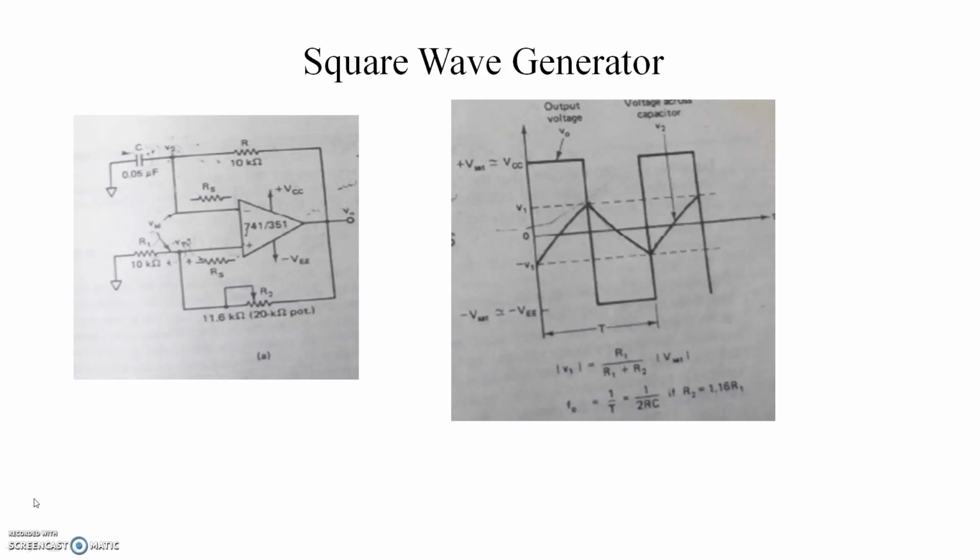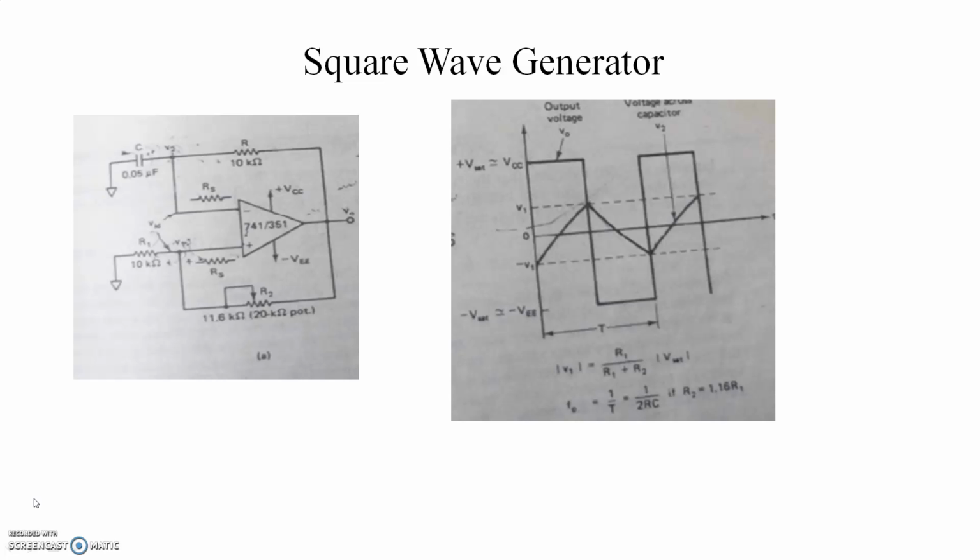That is, the output of the op-amp is forced to swing repetitively between positive saturation, plus Vsat, which is approximately equal to plus Vcc, and negative saturation, minus Vsat, which is approximately equal to minus Vee. So we will get a square wave by swinging the output between plus Vcc and minus Vee, or plus Vsat and minus Vsat. Plus Vsat means positive saturation, and minus Vsat means negative saturation.